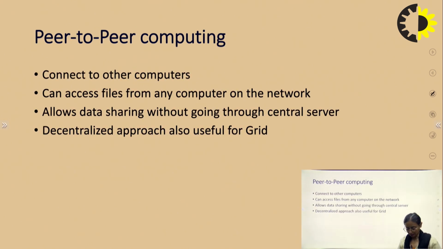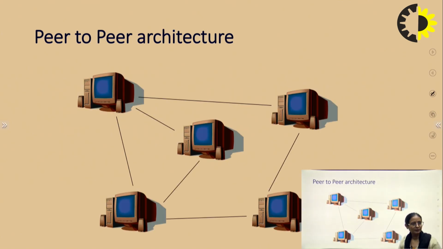Peer-to-peer: here all the systems are connected to each other. You can access files from any computer on the network. It allows data sharing without going through a central server. It is a decentralized approach, also useful for grid. That is, all the systems are connected with one another. If this system requires data from that system, or some calculation, or wants to run code on it, then it can directly interact with that system.